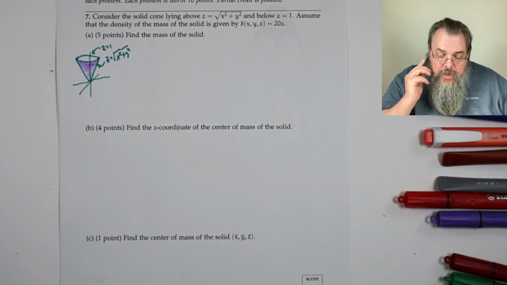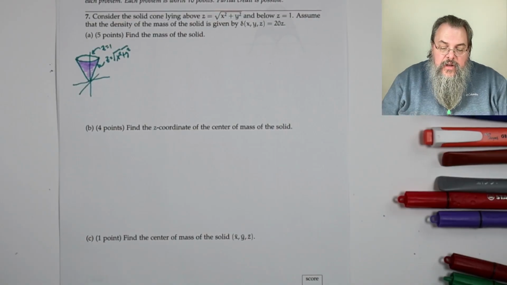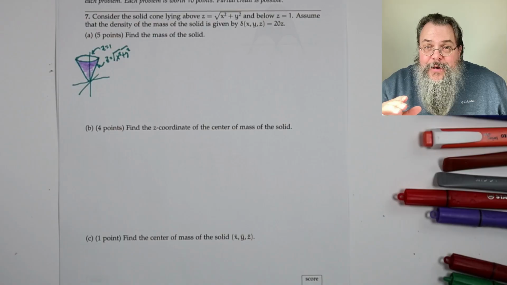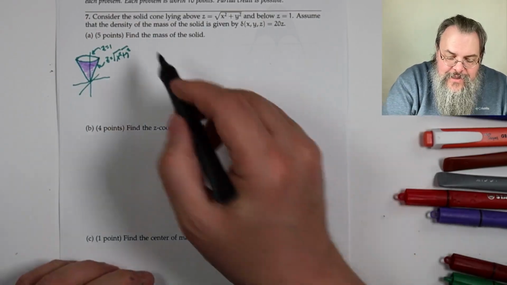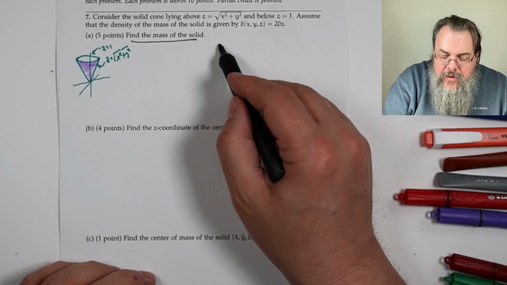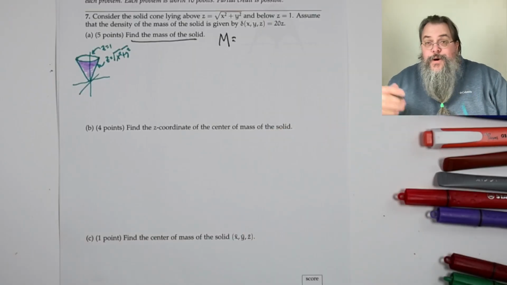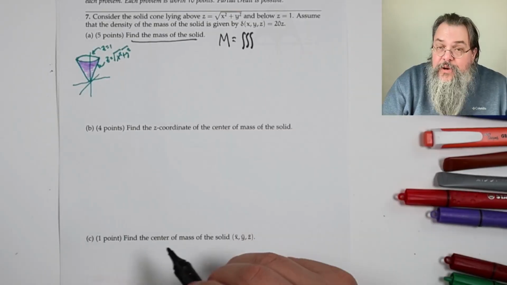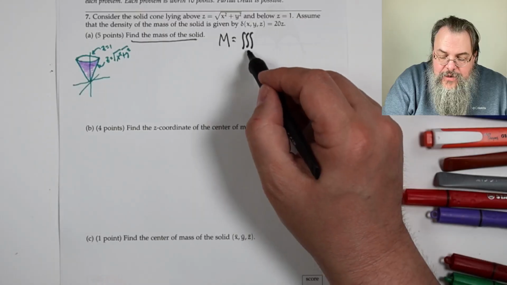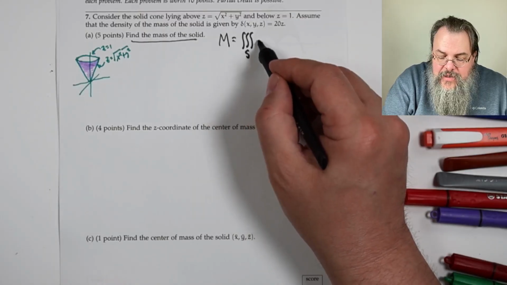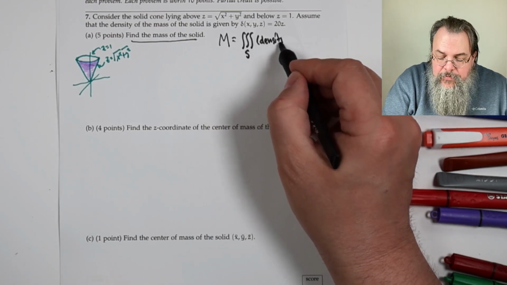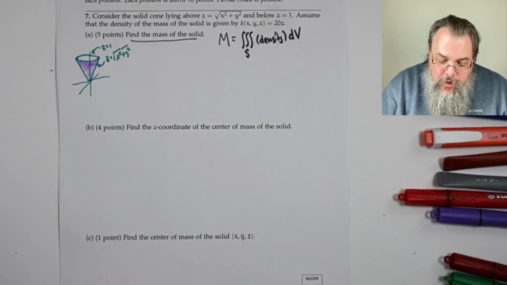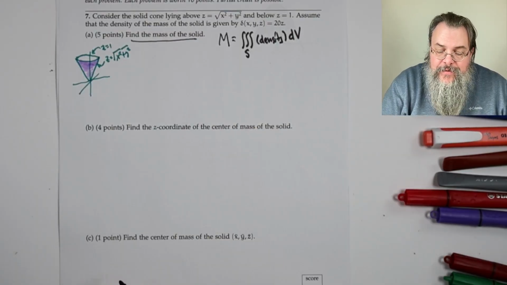Now, we need to get some handle on this. Let's start by setting up our integral. What's the mass? Right, let's do that. So mass, whether you're working in 1, 2, or 3 dimensions, it's always the same. You're integrating. In this case, we're in 3 dimensions. You're integrating over your solid, your density. So that's your mass. Okay, so for us, we have to find a way to integrate this.